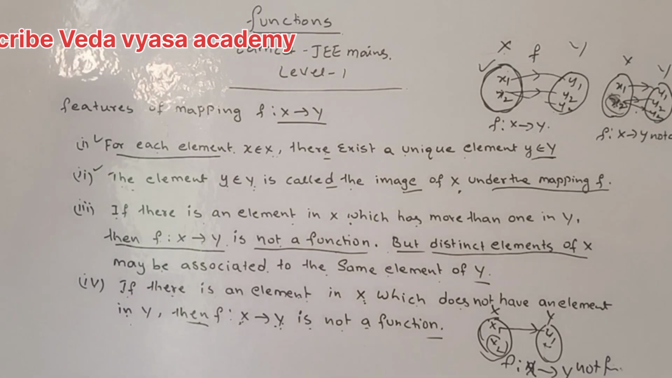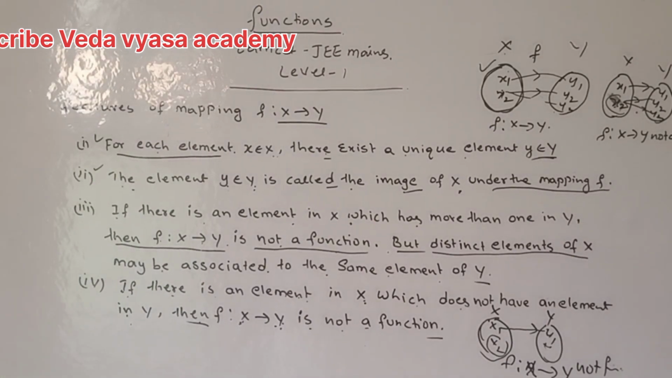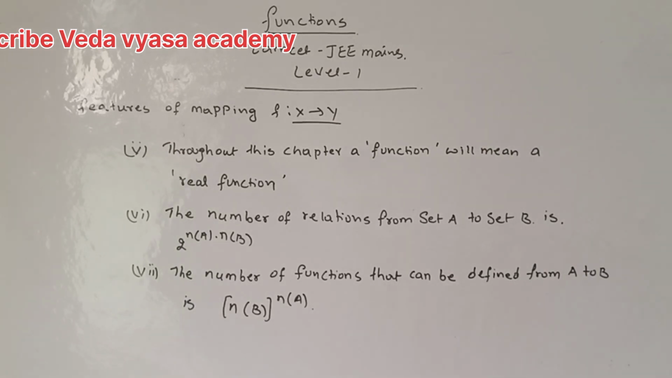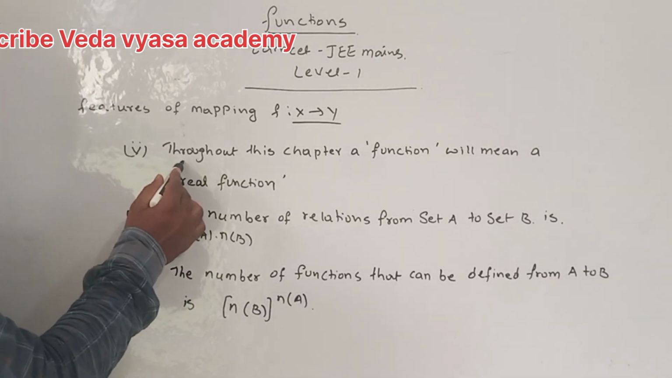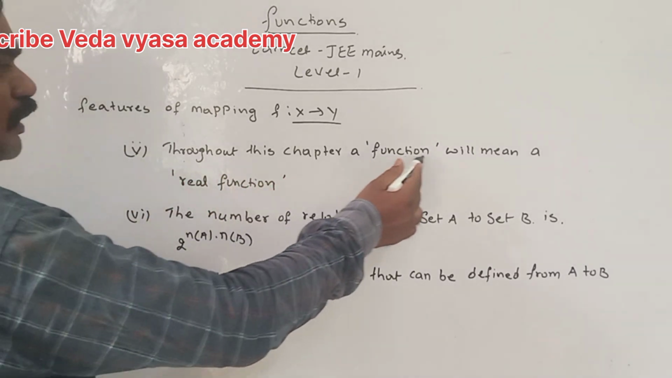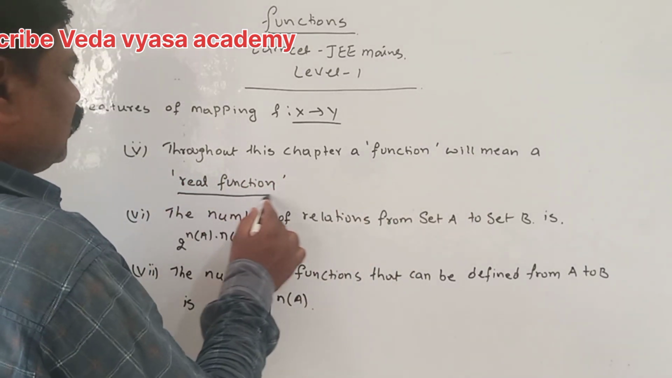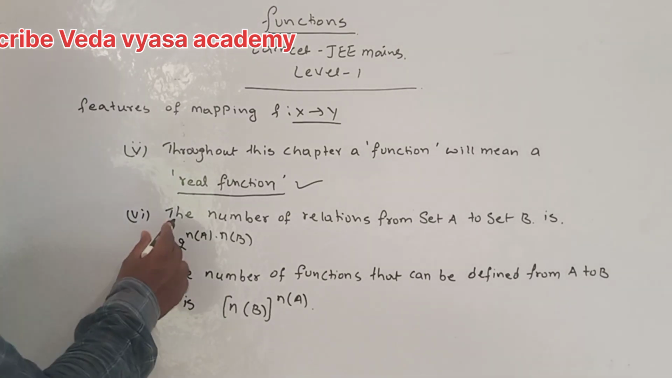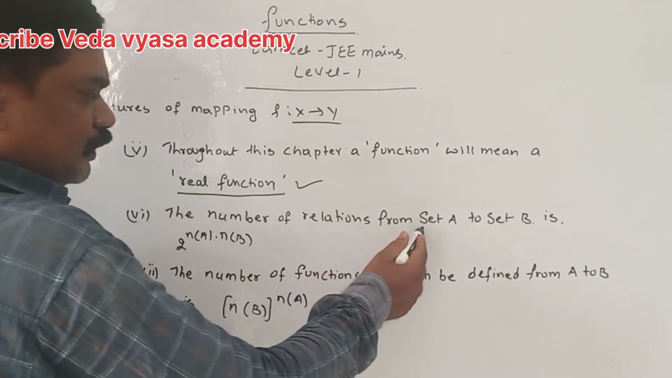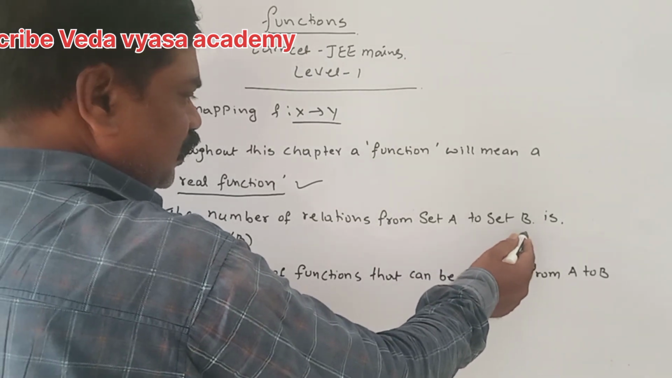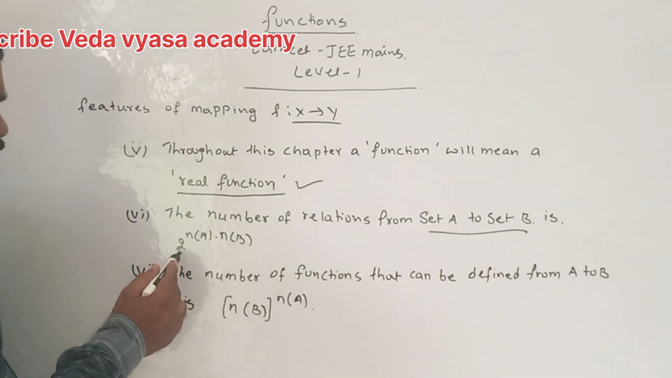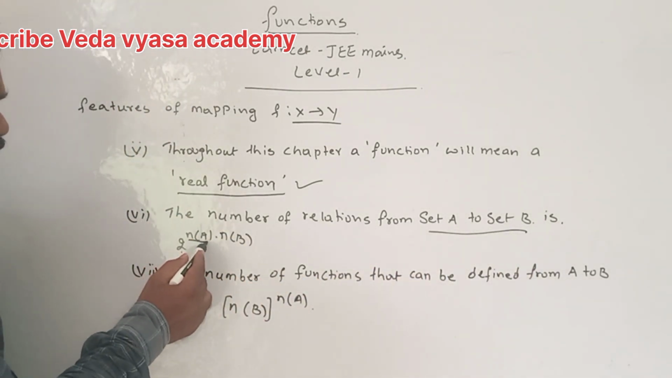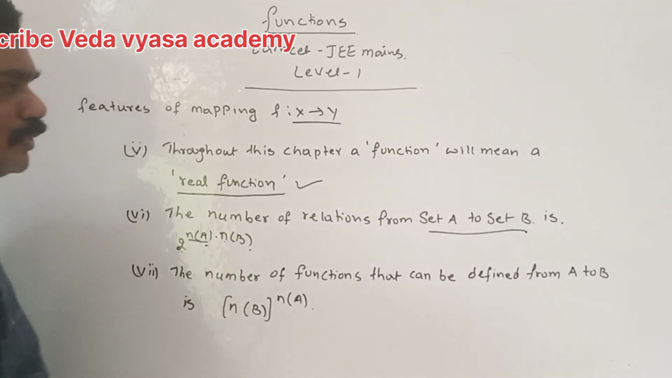Y is a mapping from X to Y. These are the features of the mapping f: X to Y. Throughout the chapter, a function will mean a real valued function or real function. The number of relations from set A to set B is 2 power number of A into number of B.